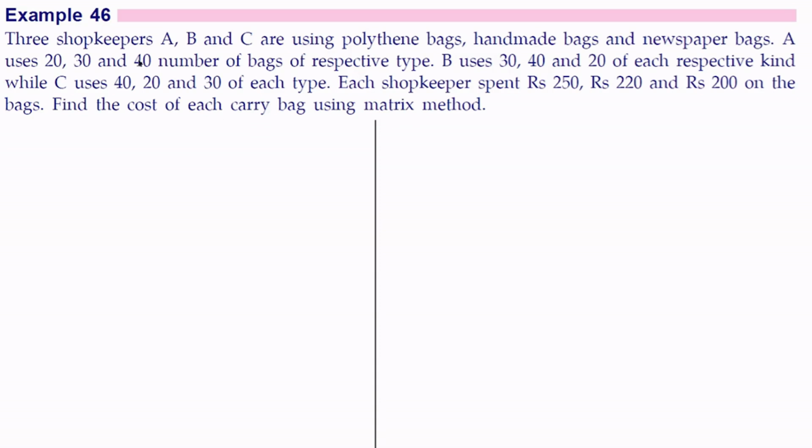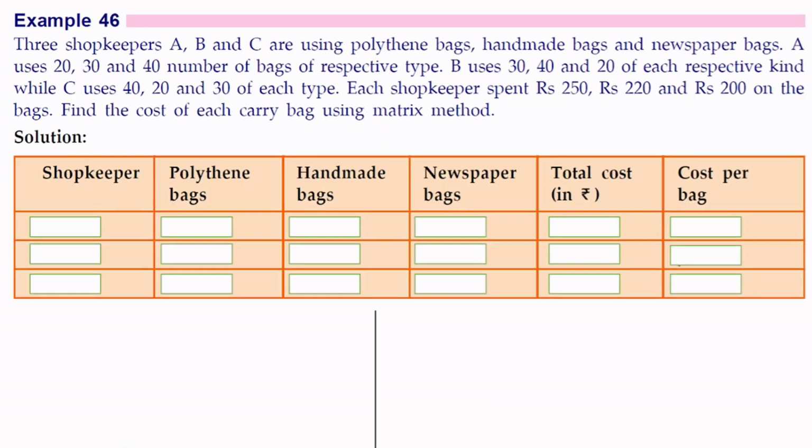So here we are having three shopkeepers A, B and C who are using these three kinds of bags, and the number of each type of bags each shopkeeper uses is given here. And they have also given the amount that each shopkeeper spent on the bags. Now we need to find the cost of each carry bag using matrix method. So let us draw a table like this. So let us take the cost per bag as X, Y and Z.